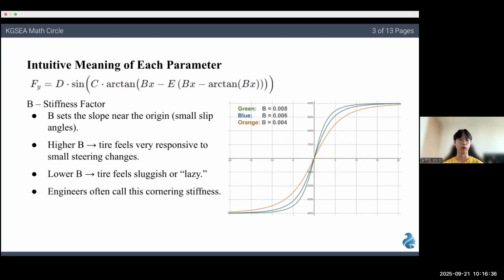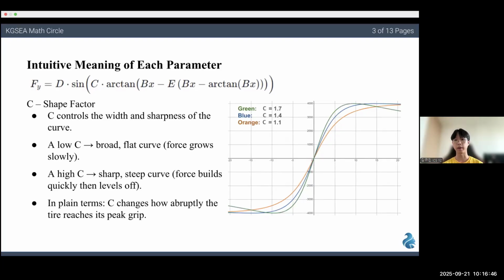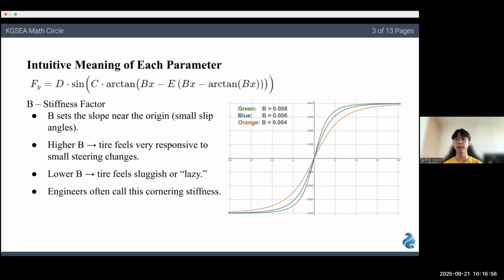The third variable, B, or the stiffness factor, basically sets the slope near the origin. And so you can see that for our previous slide here, going back, C also has an impact on the initial buildup of the force at lower slip angles. However, variable B is much more focused on the linear part of the graph. Hence, this drop-off point isn't really affected that much.